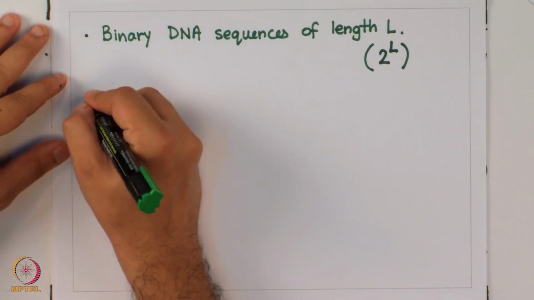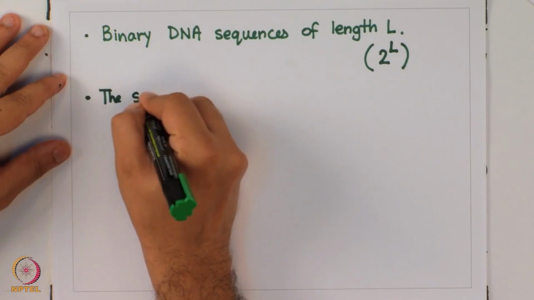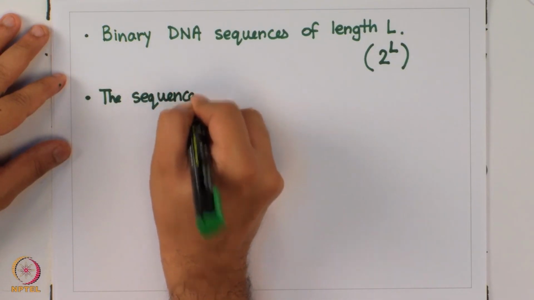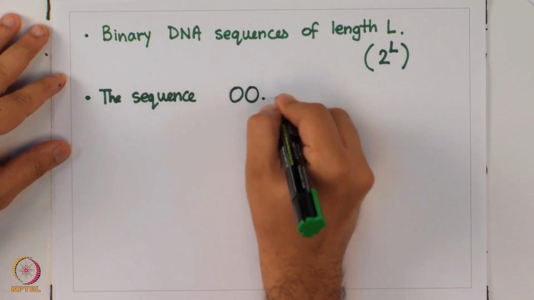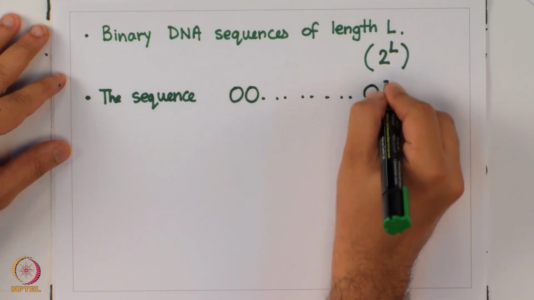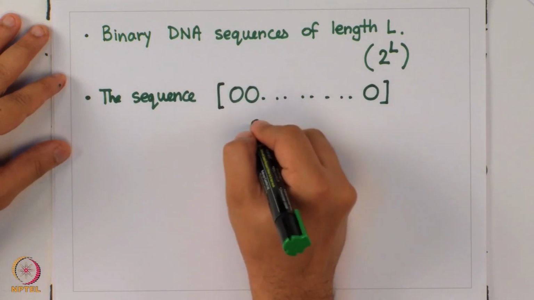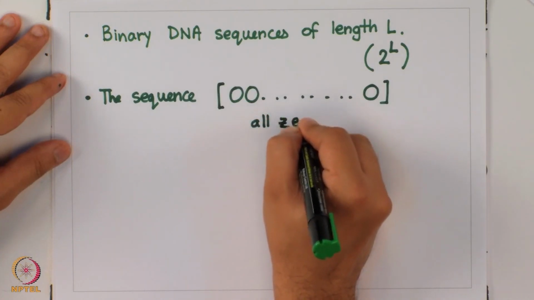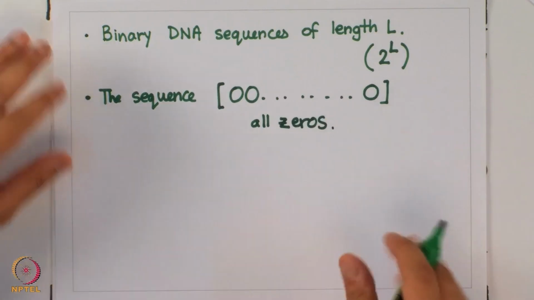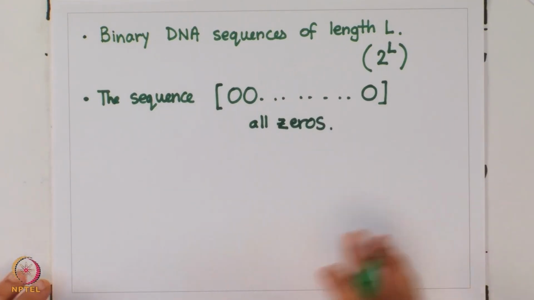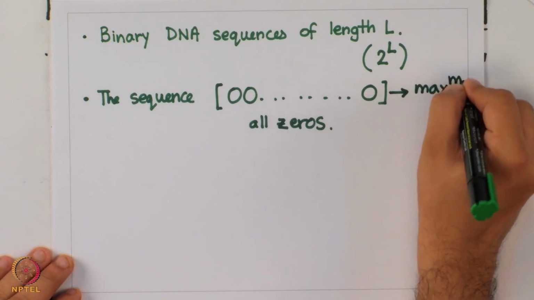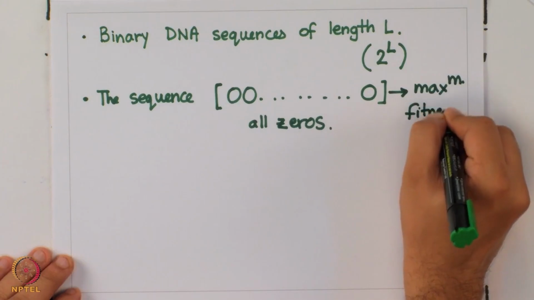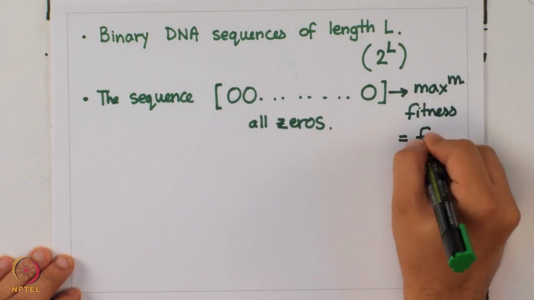Now, let us consider that one of these 2 to the power L sequences would be all zeros. Let us say that this sequence has, among all 2 to the power L sequences, maximum fitness. This is the sequence which has maximum fitness. Let us call that fitness F naught.